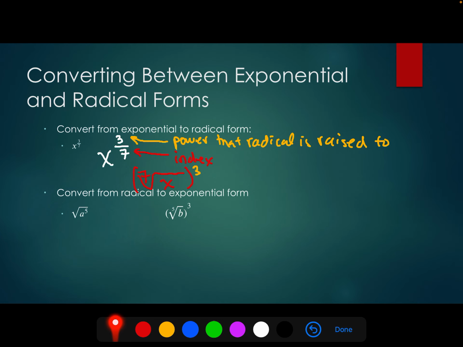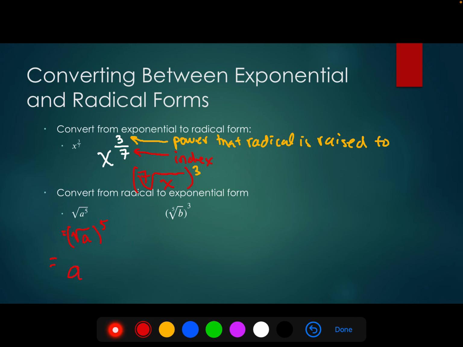Now let's take a look at going in the opposite direction. We want to convert from a radical to exponential form. So here we have the square root of a to the 5th power. All right, so we can rewrite this as the square root of a all raised to the 5th power, just like that. And now we know what the base of our power is going to be, right? Our base is going to be the radicand, right? So our base is a. So this is going to be equal to a.